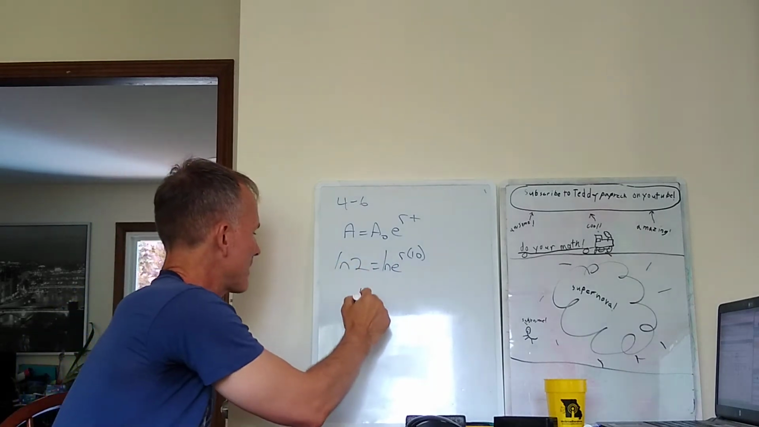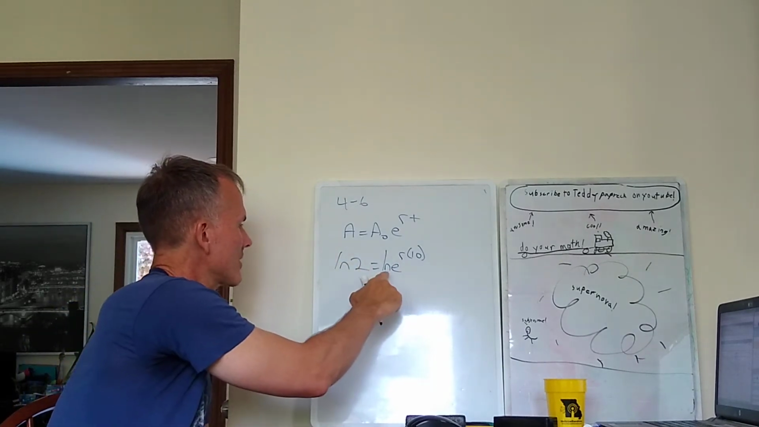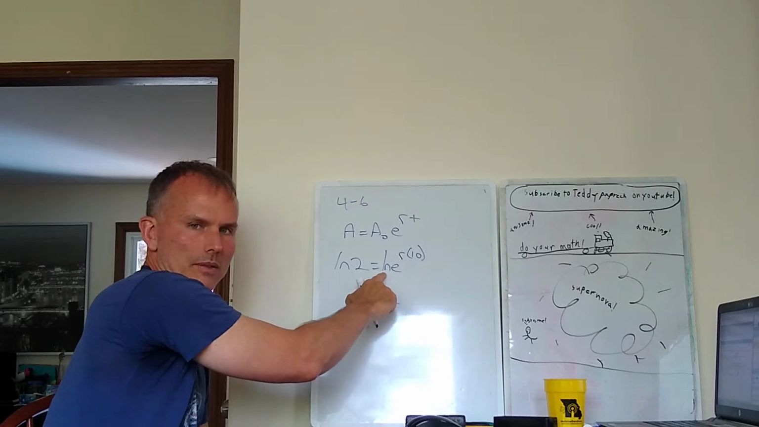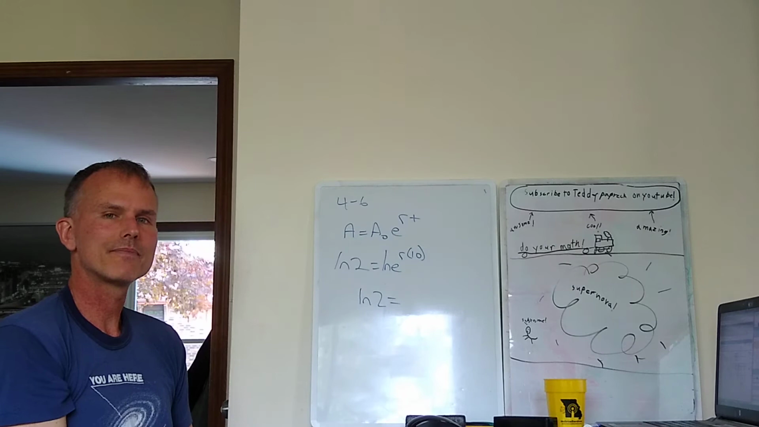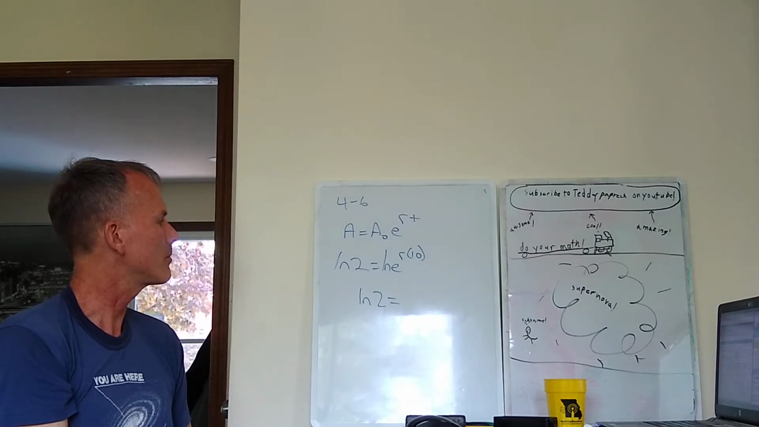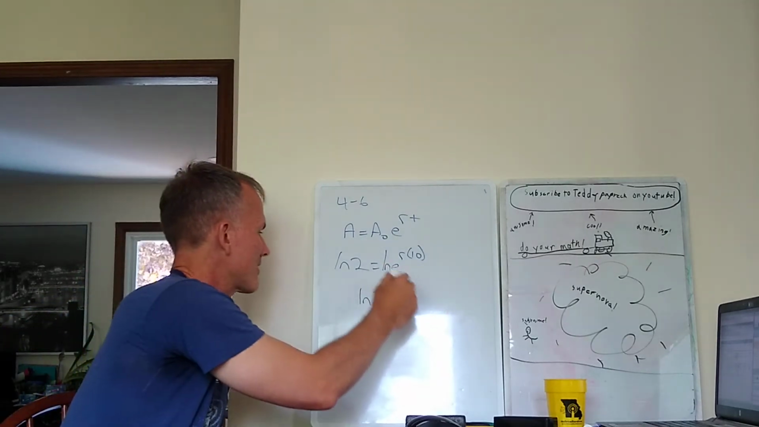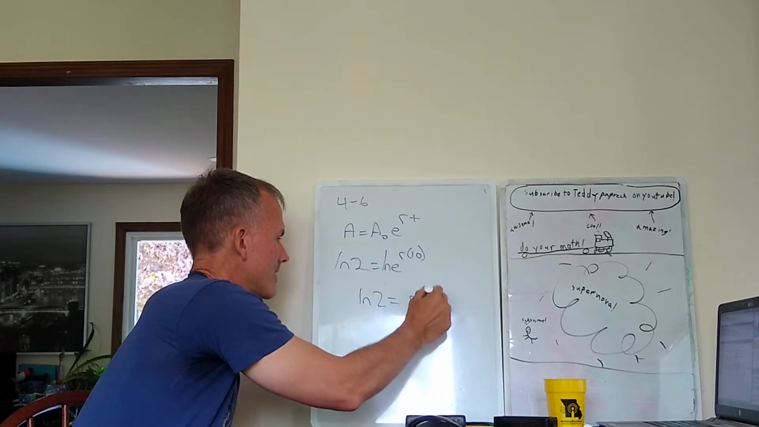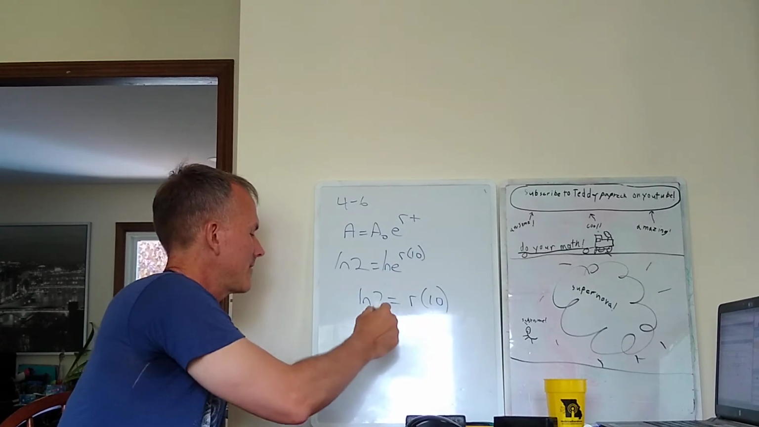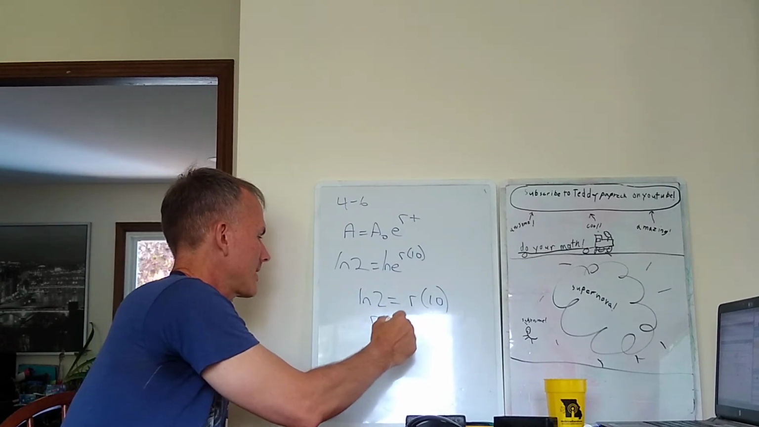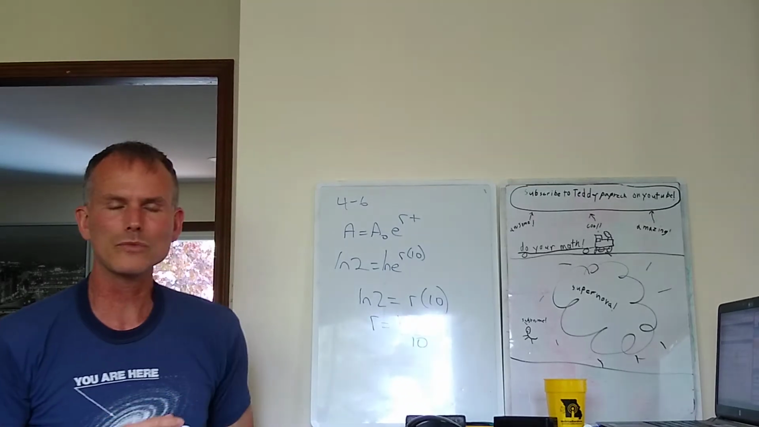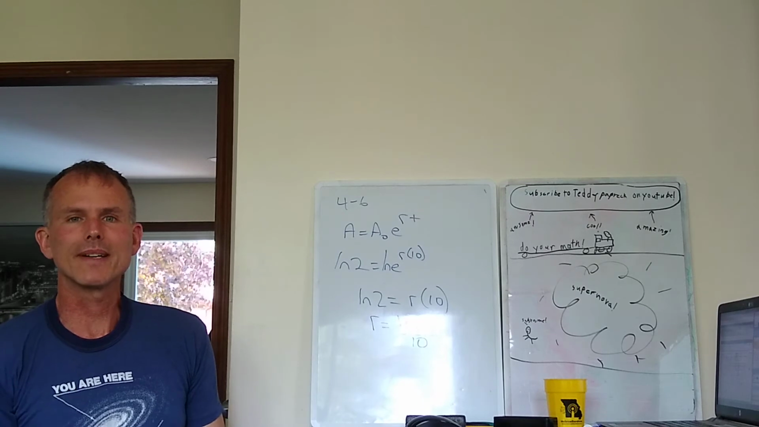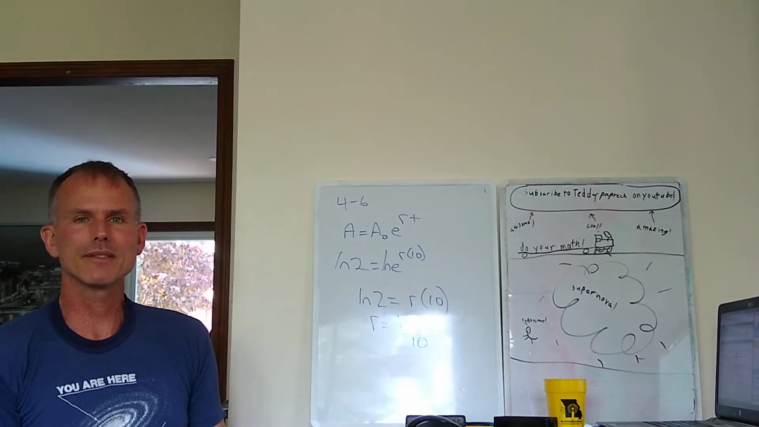So this side just becomes natural log 2. This side, of course, taking the natural logarithm undoes the exponentiation to base e. So what I end up with then is just r times 10. And then if I divide both sides by 10, I get r equals natural log 2 over 10. Okay, so I found the growth rate for this population of birds.